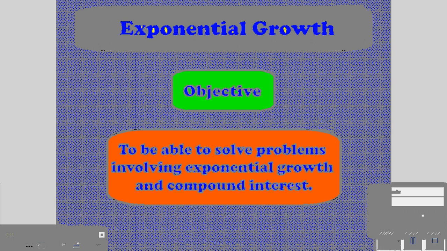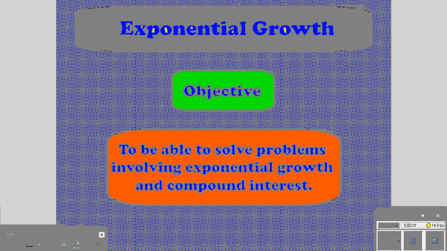Our objective for today is to be able to solve problems involving exponential growth and compound interest. Compound interest is a different type of exponential growth, so in reality we are simply focusing on exponential growth today, while also looking at compound interest, which is just another way of having exponential growth.